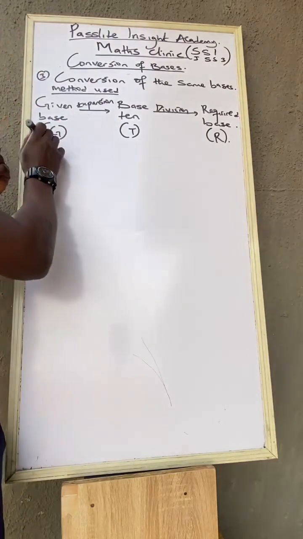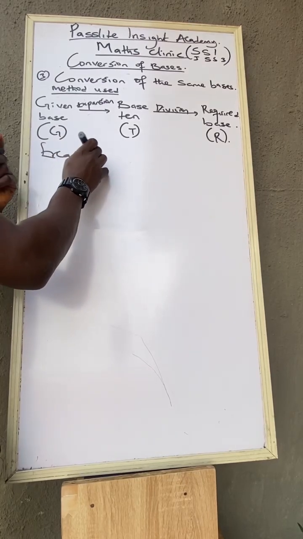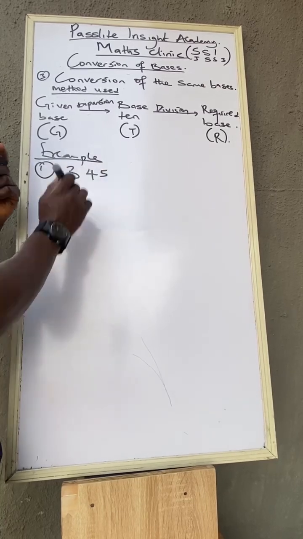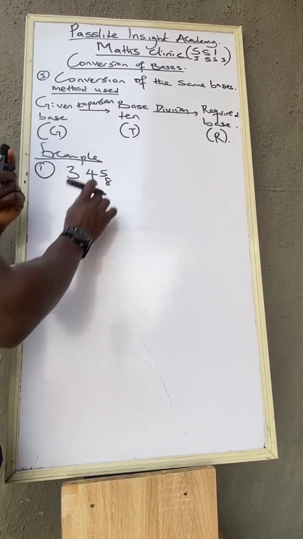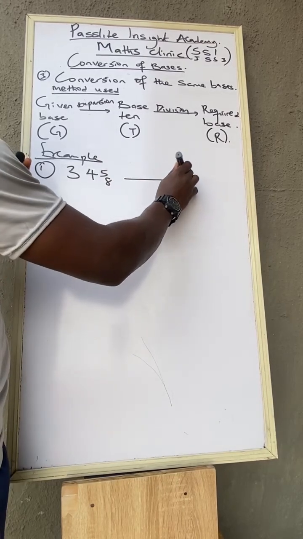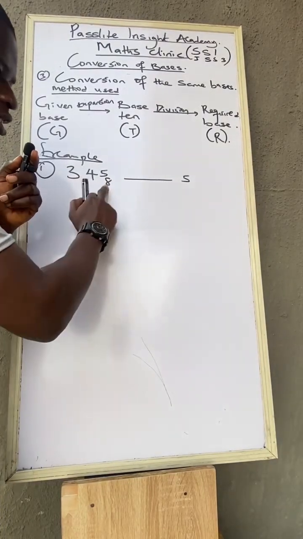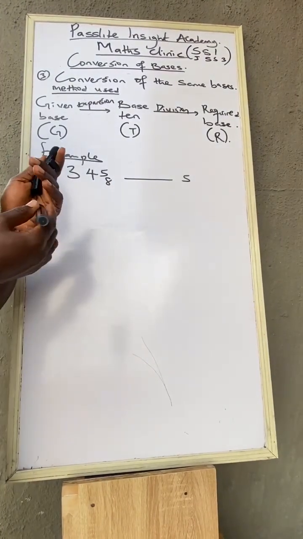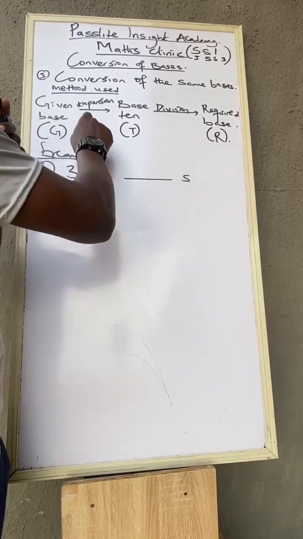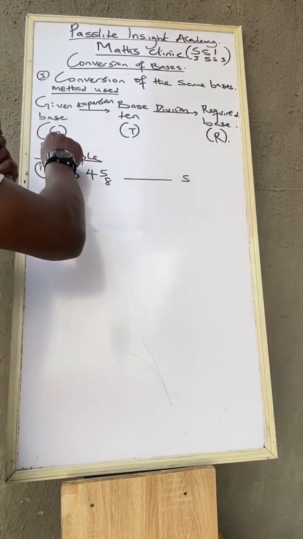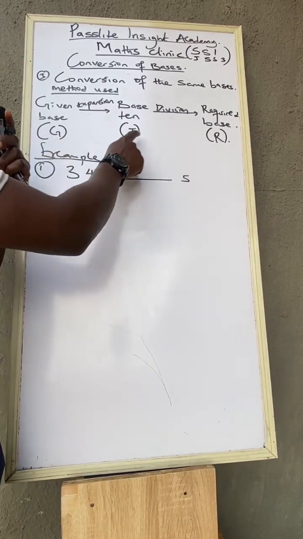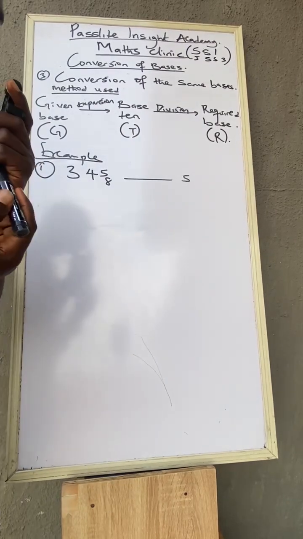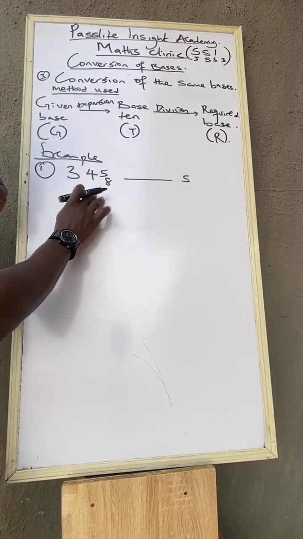For example, they ask you this question: convert 345 in base 8 to base 5. You see these two bases and there's no base 10. This one is not in base 10, and this one too is not in base 10. So you are using the third conversion, called conversion of the same bases. You use the two methods: you use GTR, from the given base to base 10, then from base 10 to the required base. So let's go. We first take this question to base 10.